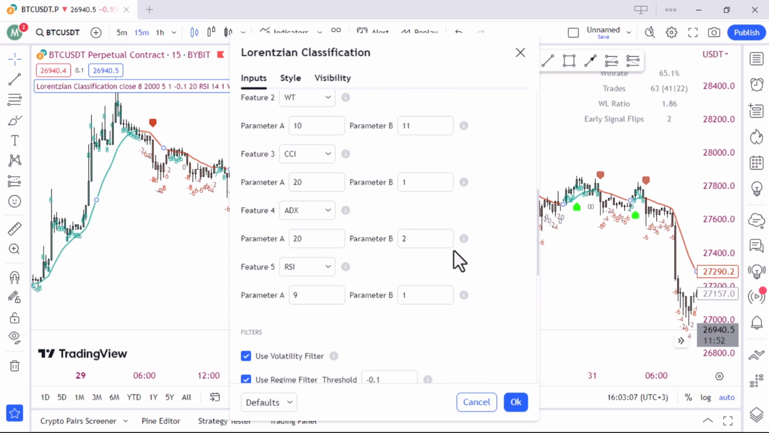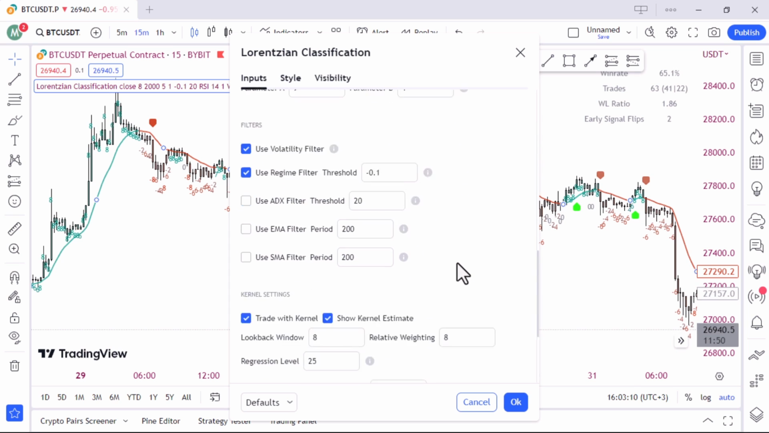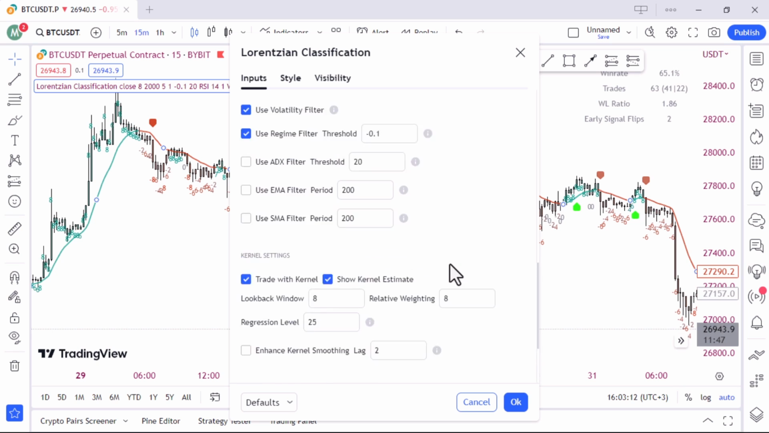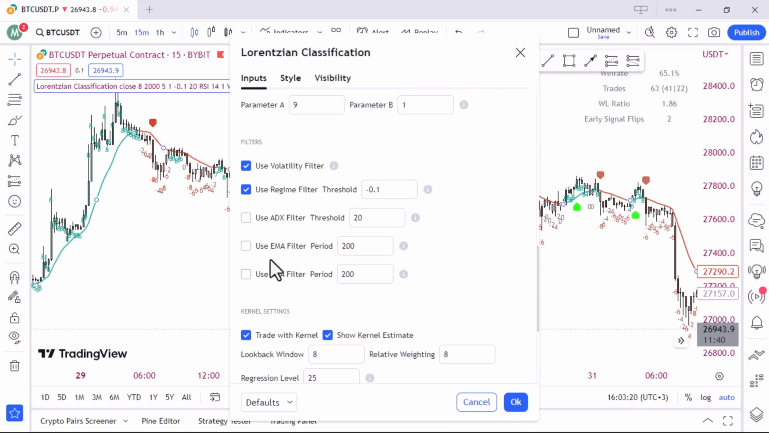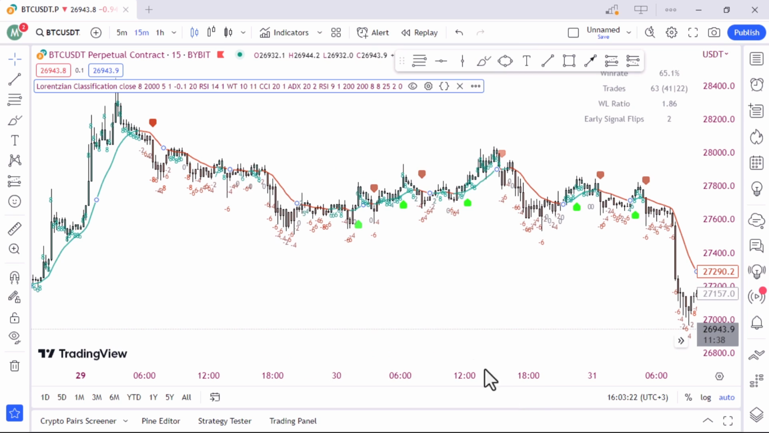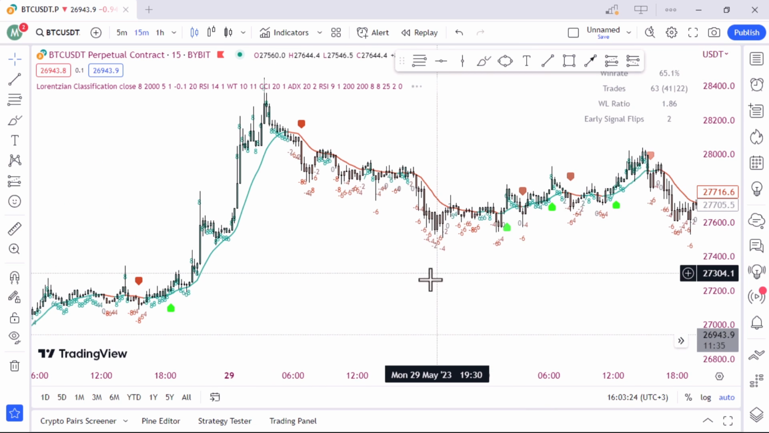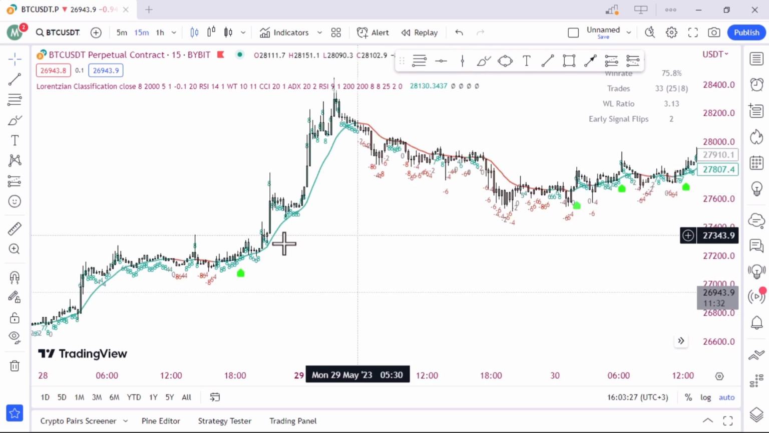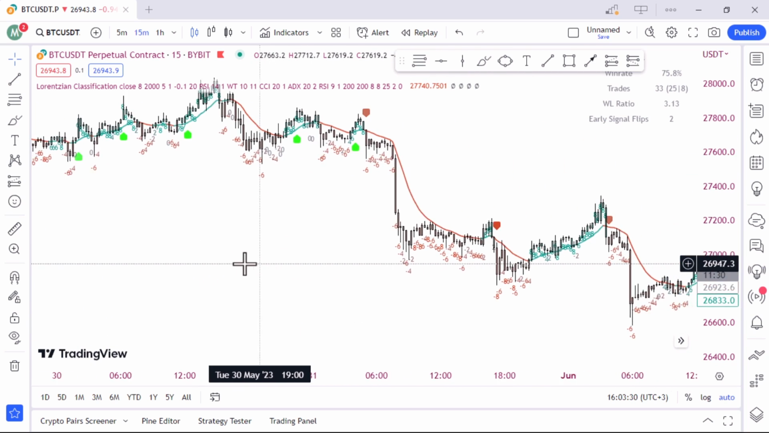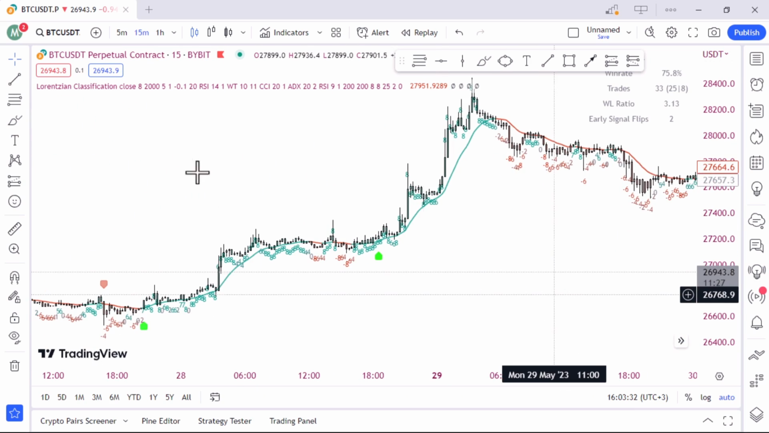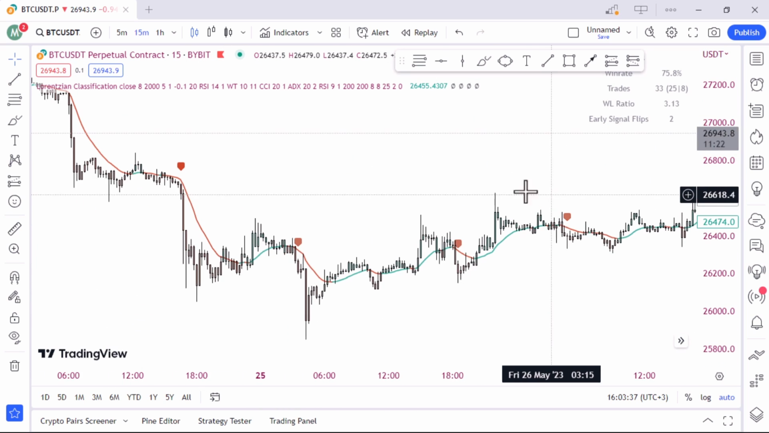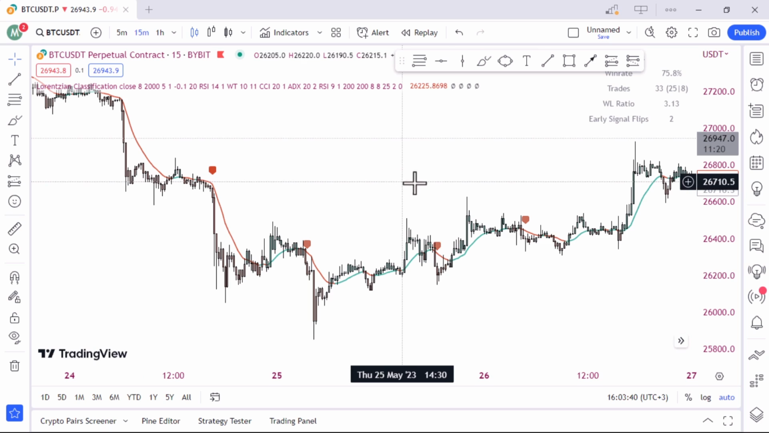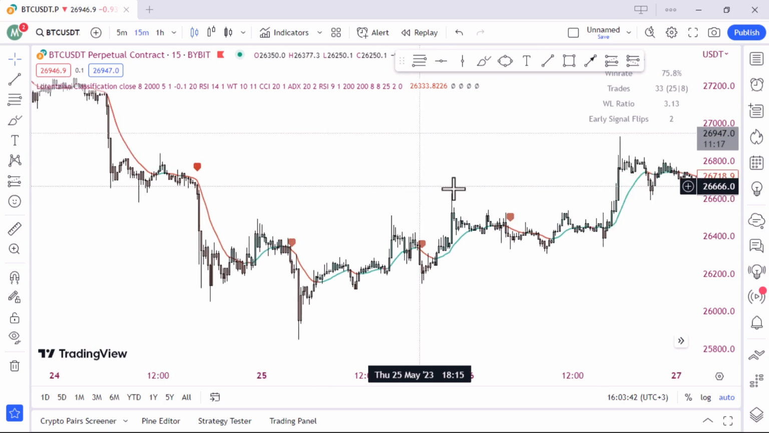There are plenty of options to customize the inputs, such as neighbor count, maximum bars back, and color compression. Various filters can also be applied to the buy and sell signals to make them more precise. For example, the EMA filter can be enabled to automatically cancel a lot of false signals. One of the advantages of the Lorentzian classification method is the ability to identify trends and market movements that may not be apparent using other methods. This makes it a powerful tool for traders looking to gain an edge in the market.